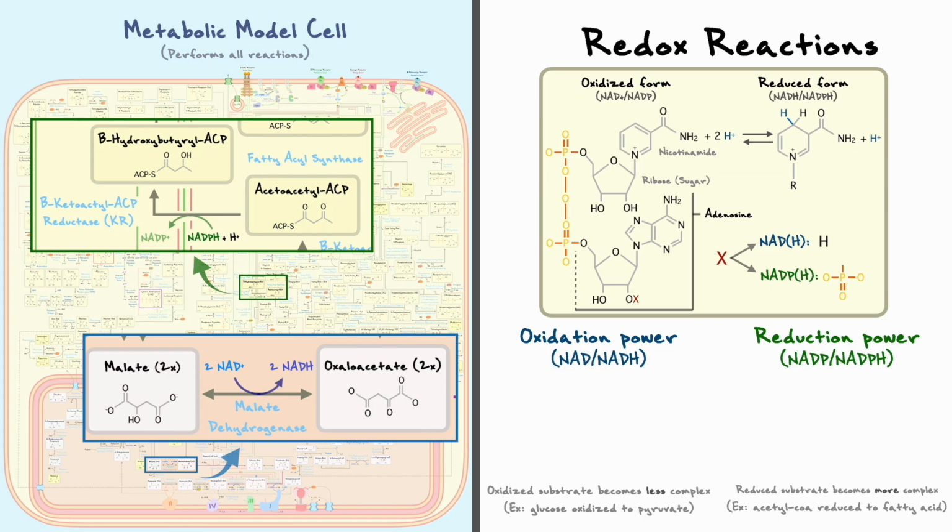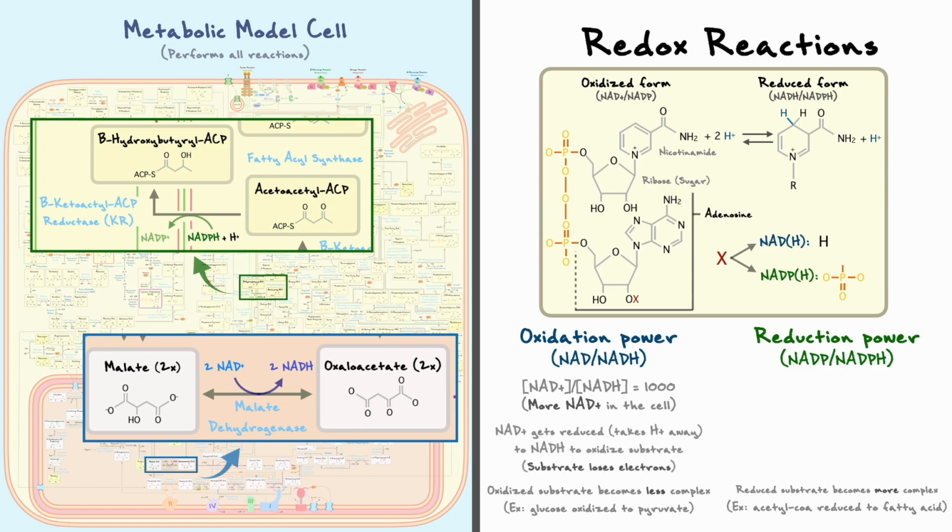If we first consider NAD and NADH, their ratios in the cell indicate that there is much more, about 1,000 times more NAD than NADH. This large amount of NAD can then get reduced to NADH in order to oxidize the substrates. So, as you can see in the example boxed on the left, malate gets oxidized to oxaloacetate as it loses that hydrogen to the newly formed NADH.